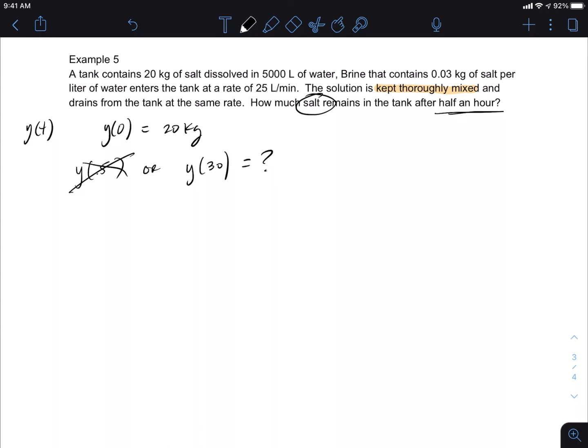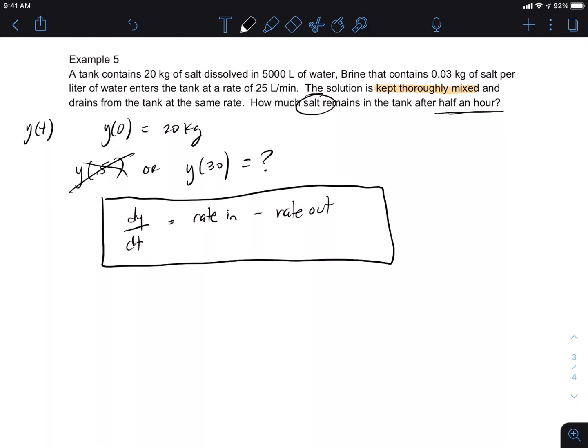Okay? Now there's something that's important about these problems when we have mixture problems. Whenever we have mixture problems, the rate of change will be given by a derivative: dy/dt will be equal to the rate in minus the rate out. That's important. This is the equation that you will need with any of these types of problems. Rate in minus rate out.